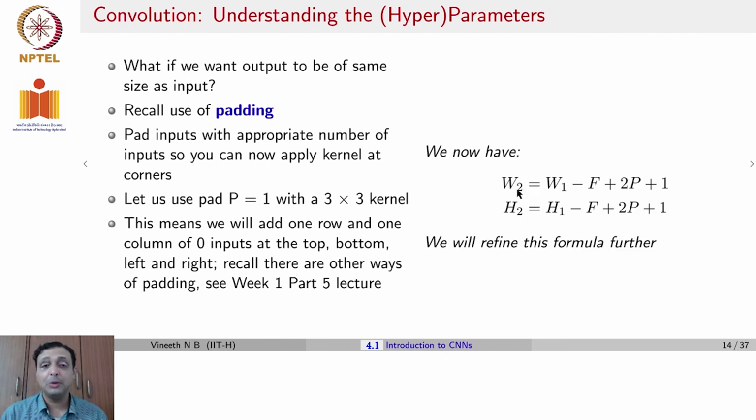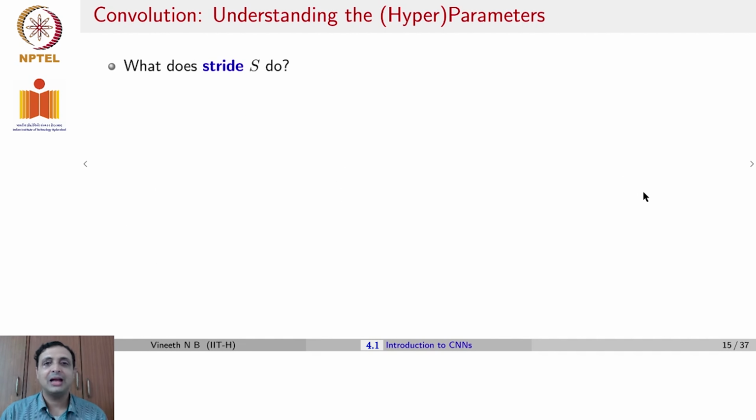We now have W2 to be W1 minus F plus 2P plus 1, where 2P is the padding that you have done, and it's 2P because you have to pad along both ends, along the columns and both ends along the rows too. That's the reason you need 2P. We are going to further refine this formula. We are not done yet, and that's where we bring in the concept of a stride.